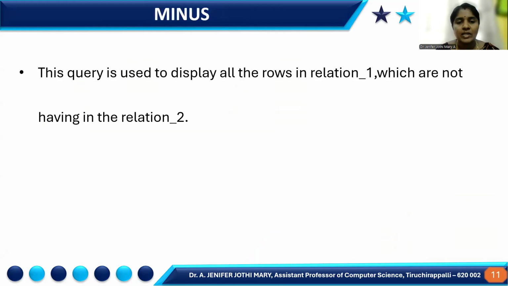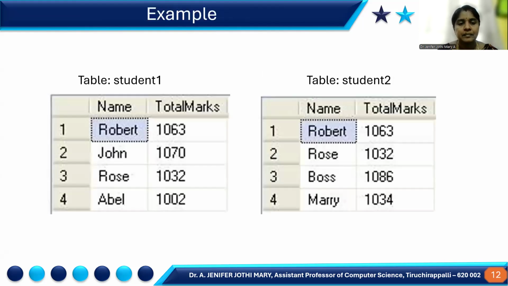Next, the last is minus. This query displays all the records in relation 1 which are not in relation 2. For example, if A minus B is taken, we consider the A values alone, whereas the common rows between A and B are removed. This is the general meaning of minus in set operations, and it is applicable here.